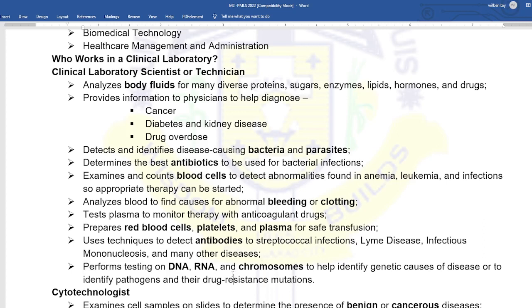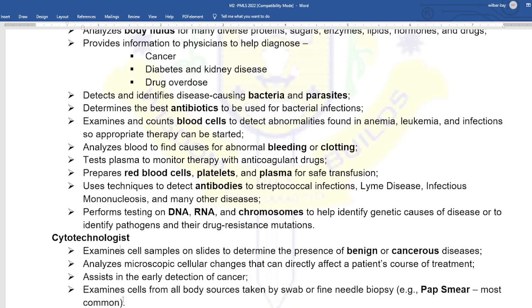Testing of DNA, RNA, and chromosomes to help identify genetic causes of disease, just like for the RT-PCR test. Okay, reverse transcription polymerase chain reaction, which is used for the testing ng COVID or ng SARS-CoV-2. SARS-CoV-2, which is the causative agent for COVID-19.